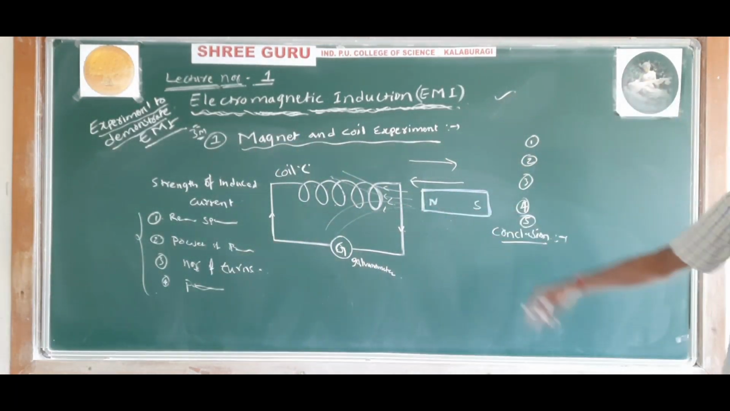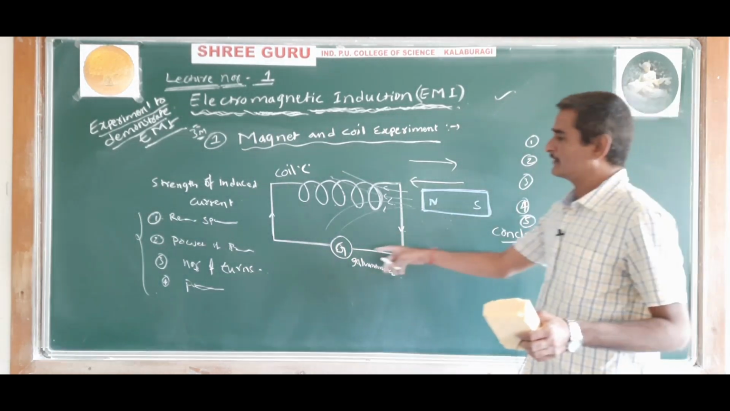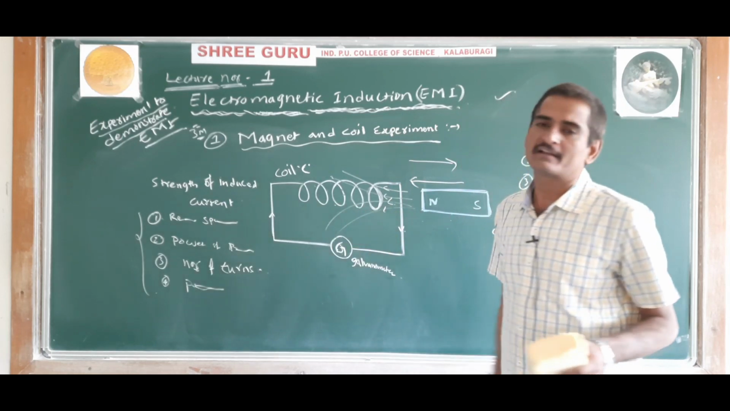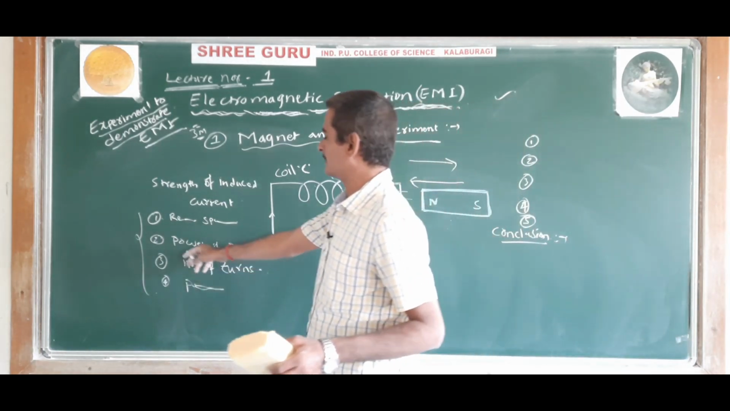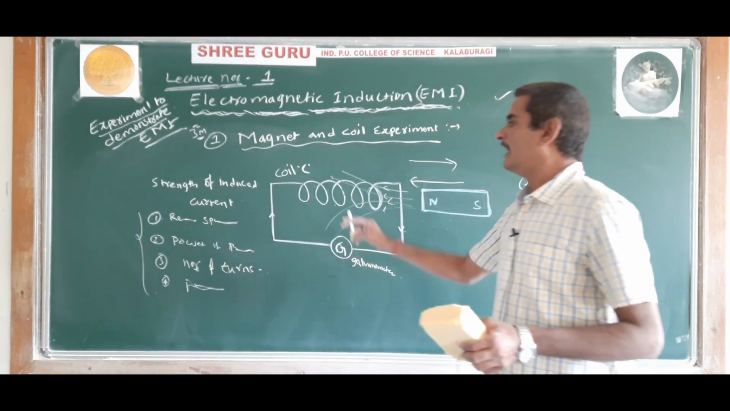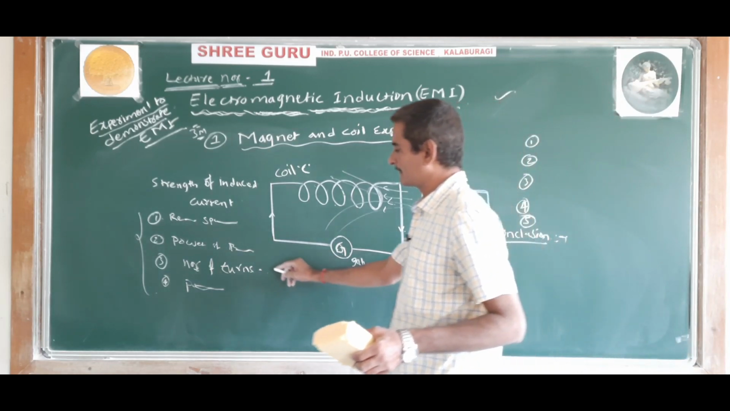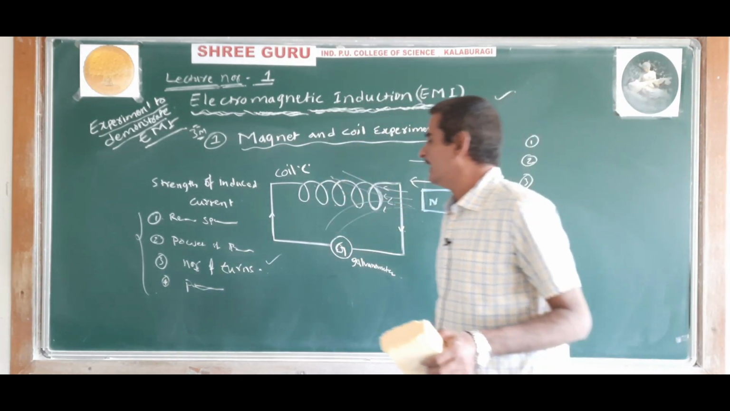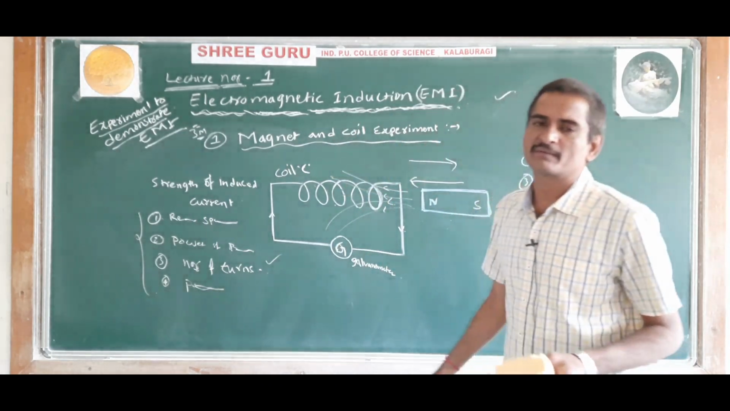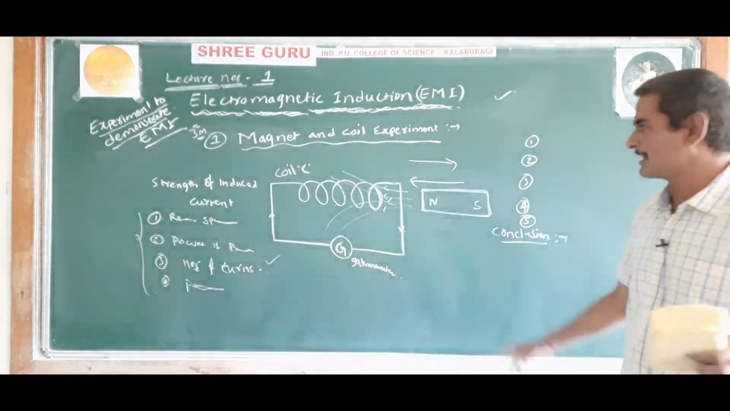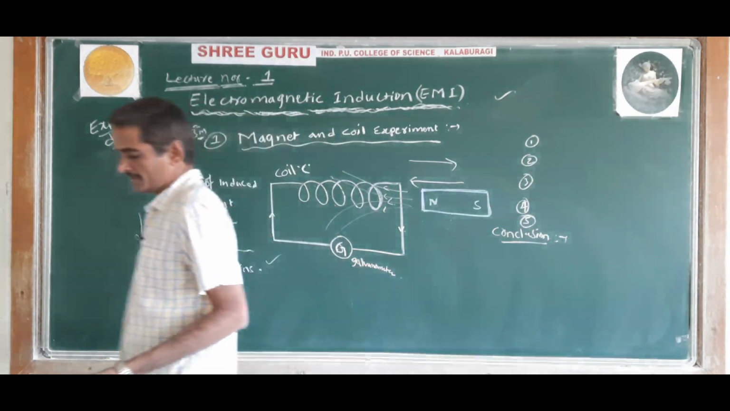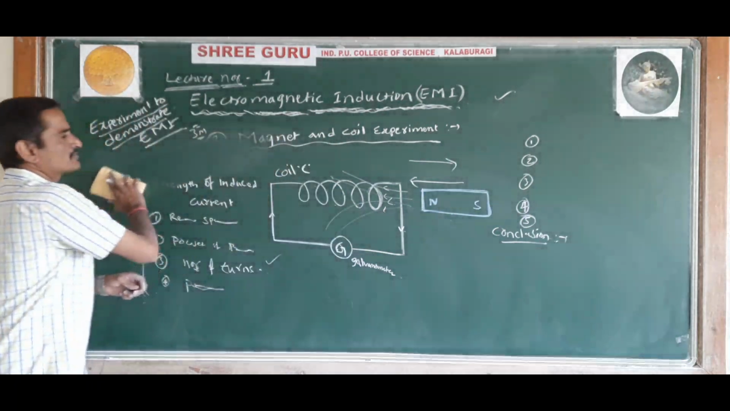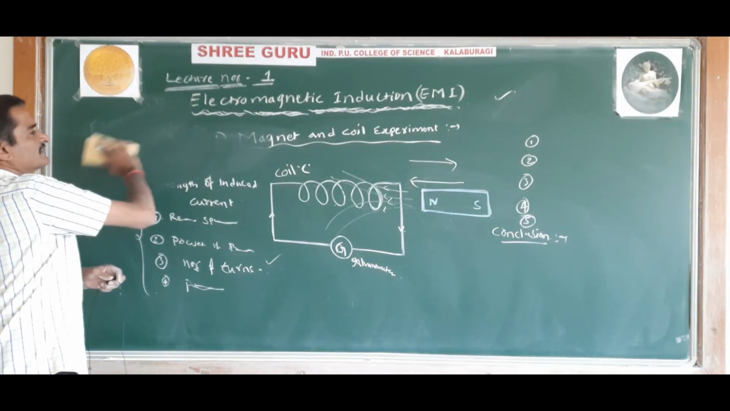Remember this. Understood? The strength of induced current depends upon the relative speed of the bar magnet and coil, the power of the bar magnet, the number of turns of the coil, and the permeability of the medium in the coil. So this is called a magnet and coil experiment. Understood? Okay. Next one.